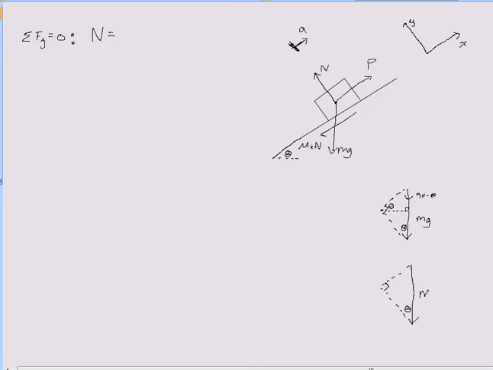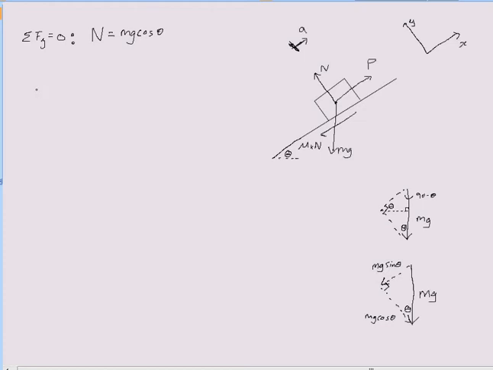But this is going to be mg, and this is going to be theta, which means that the component of your force due to gravity is going to be, in the x direction, mg sine theta, and in the y direction, you're going to have a component downwards of mg cos theta. Right? This implies that N is going to be equal to your downwards component. The upwards component is going to be equal to the downwards component, which is going to be mg cos theta.